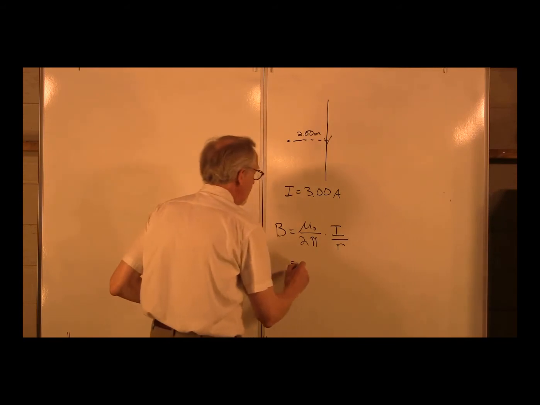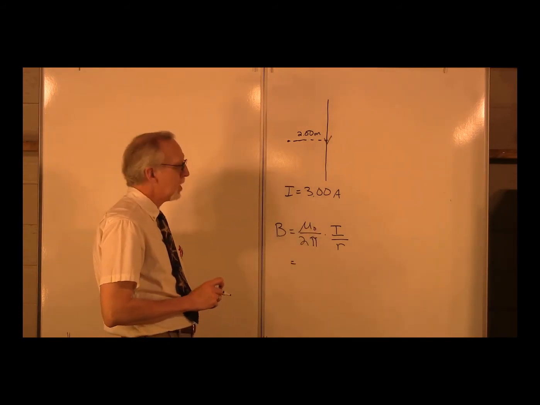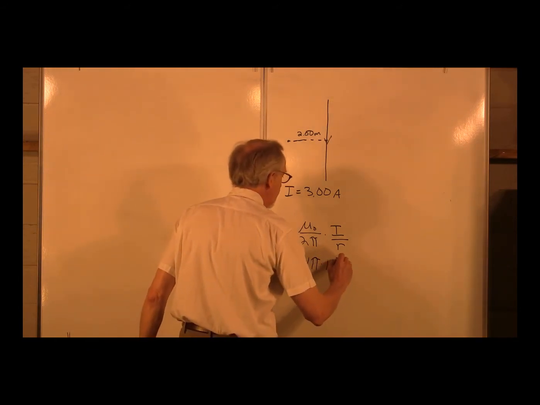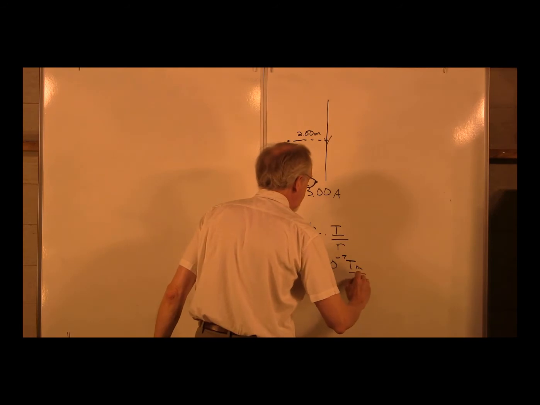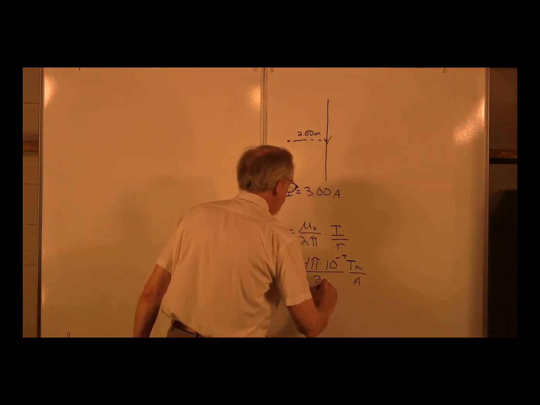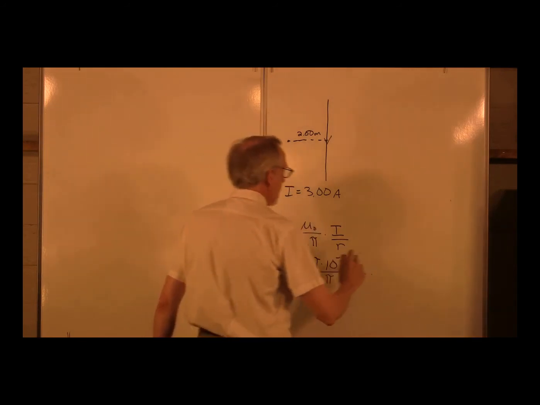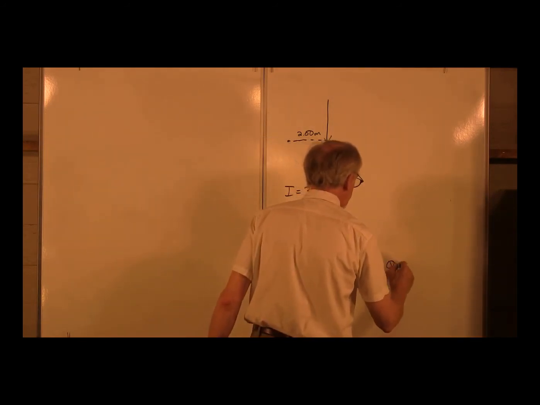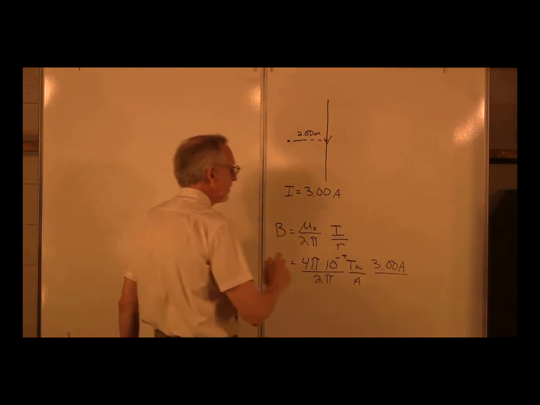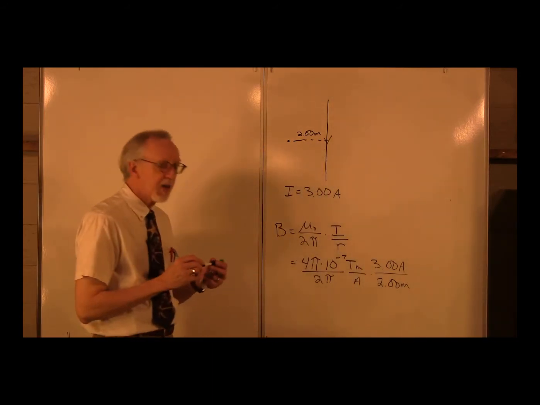We have that B is equal to mu naught over 2 pi times I over R. Mu naught, remember, is 4 pi times 10 to the minus 7 Tesla meter per amp, divided by 2 pi, times I, 3 amps, divided by R, 2 meters. And what do we get?